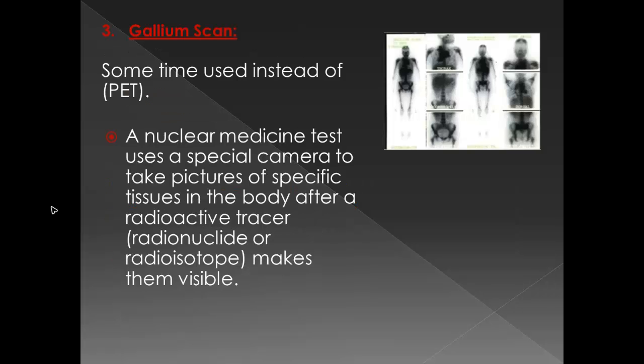Third, gallium scan, sometimes used instead of positron emission tomography. A nuclear medicine test uses a special camera to take pictures of specific tissue in the body after a radioactive tracer, with a radionuclide or radioisotope, makes them visible.